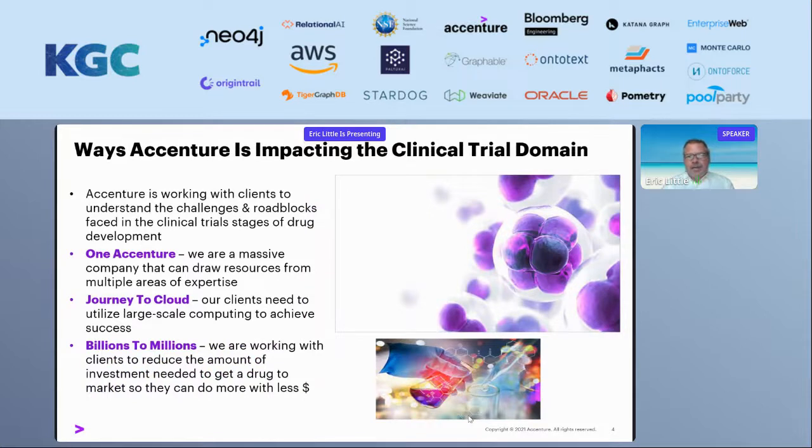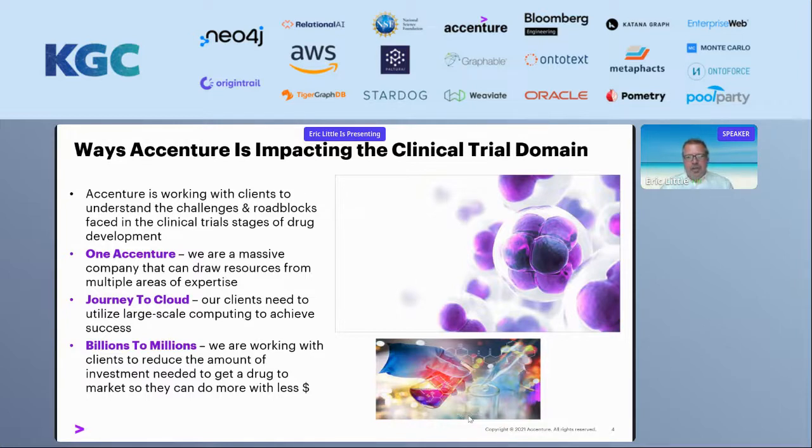A couple of ways that align to our goals in Accenture overall, and especially in life sciences, is that we work with our clients to really understand their challenges and the roadblocks that they're facing. We have a couple of keys that we can draw from here. The first one is this one Accenture mindset. We're a massive company, almost 700,000 people. That gives us the ability to draw a lot of resources from a lot of areas of expertise. We can really find people from across our own organization and bring them in with their specialized skill sets to do some of the technology that I'm going to talk about in this talk.